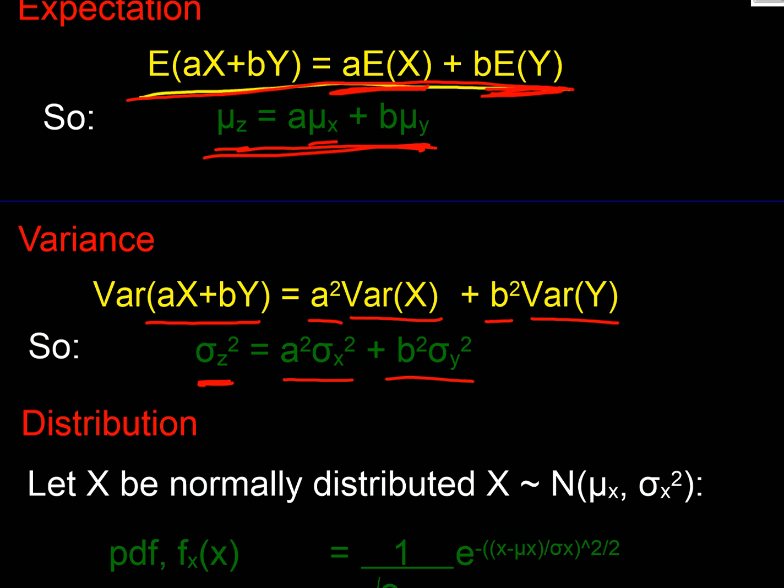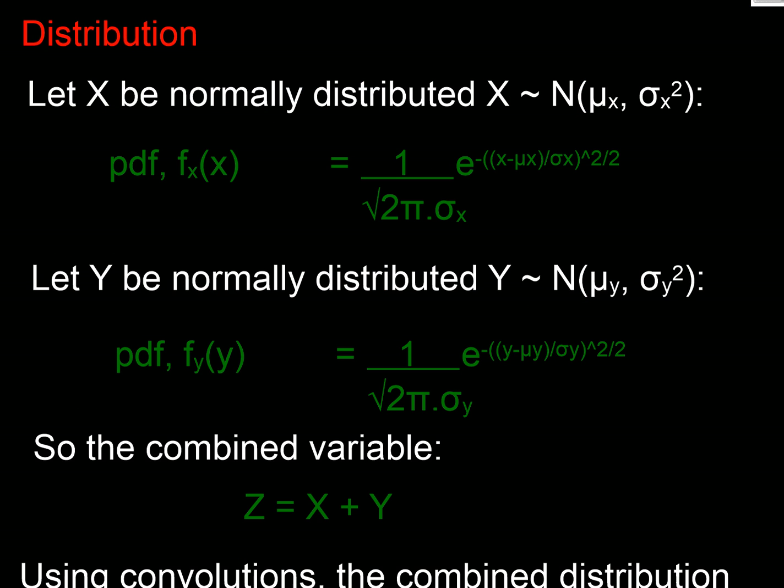So we effectively start from the position that we know what we're going to do with the mean and variances. What we don't know is what sort of distribution this is going to be. And we can look at that by calculating the PDF of the combined distribution.